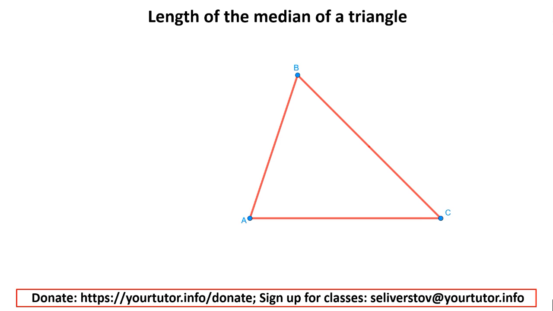Let's denote its sides with small letters a, b, and c. Let side a lie opposite angle A, side b opposite angle B, and side c opposite angle C. This is a standard notation that is often used in geometry textbooks.